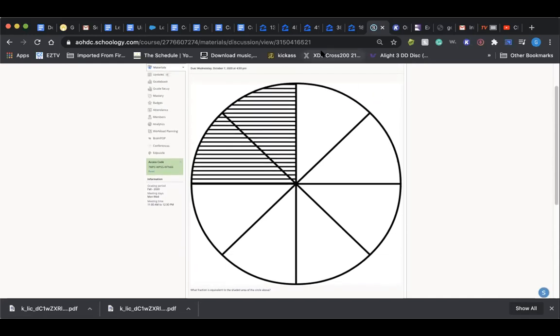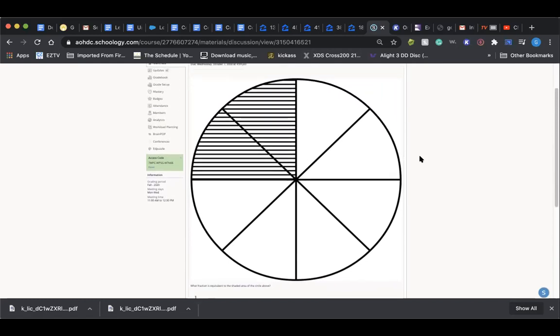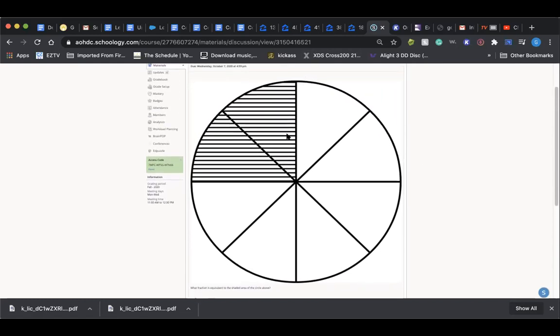All right, so I saw that Jules said it was 1/4. I heard Miriam say it was 1/4. What do you guys think? Is it 1/4? Is that right? Yes.